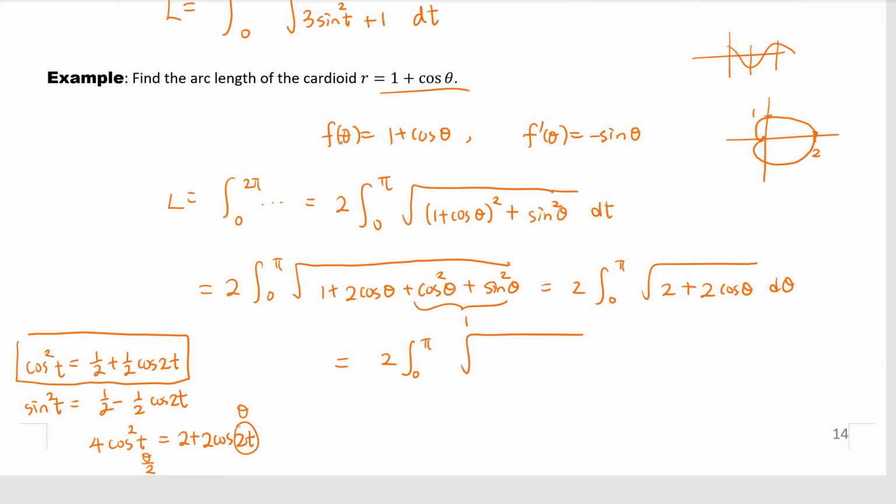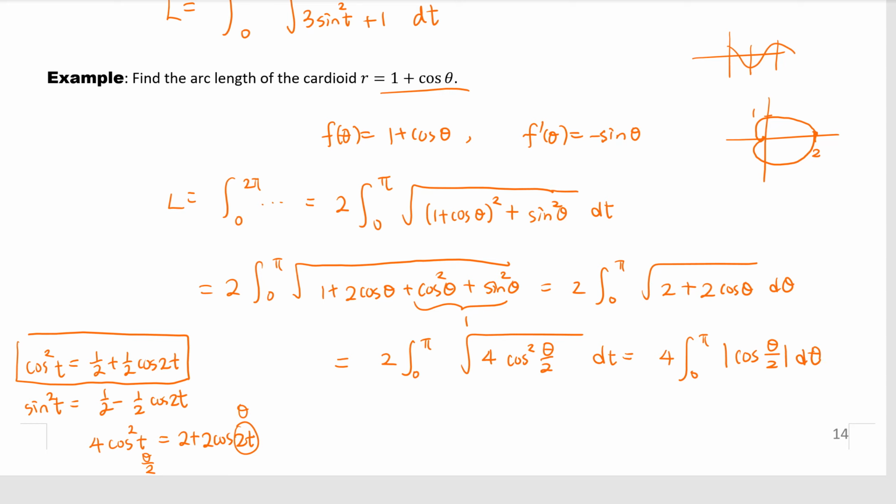So this is 2, and then we have the square root of 4 cosine squared of theta over 2, dt. What is the square root of 4? Well, that's 2. We can pull out the 2. 2 times 2 is 4. And then the square root of cosine squared will give us the absolute value of cosine theta over 2.